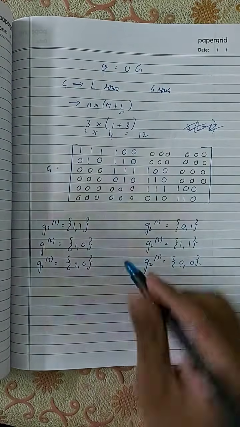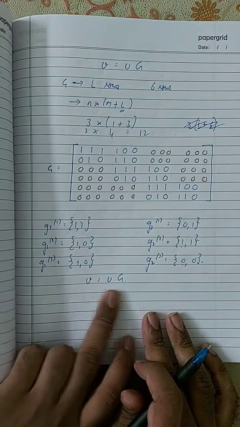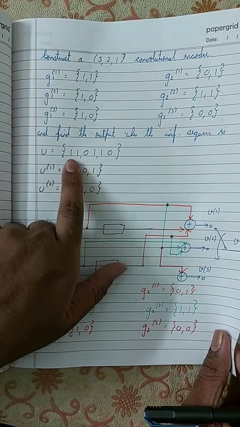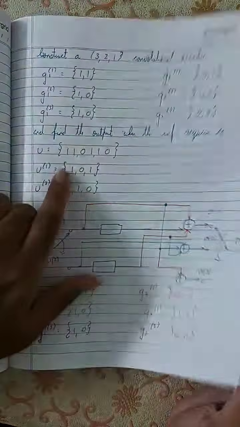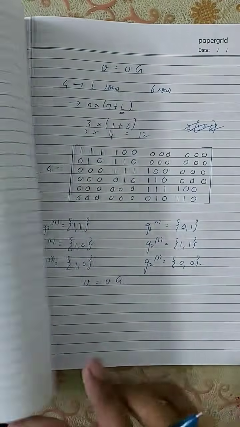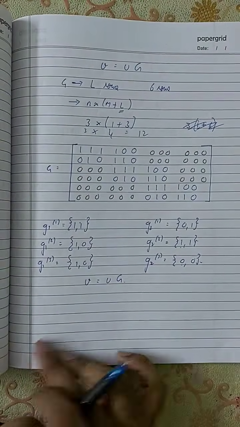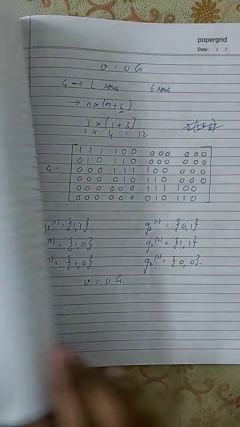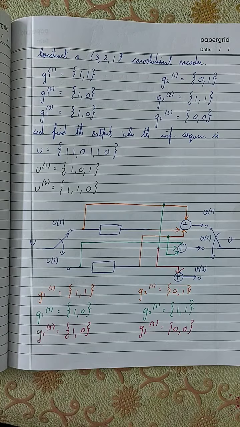Now, when you apply V is equal to U into G, where U is nothing but this information sequence 110110, when you multiply 110110 with this matrix, you will surely get the same answer. I want you all to do this for homework. Multiply U with this G and you will get the same answer over here. This is how we explain the convolutional encoding using the time-based approach.